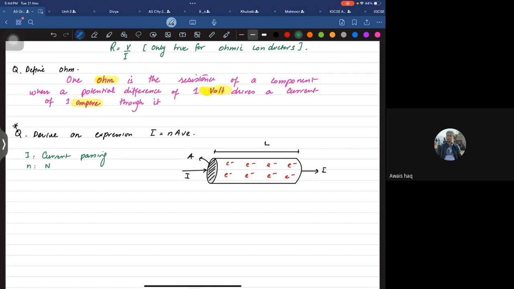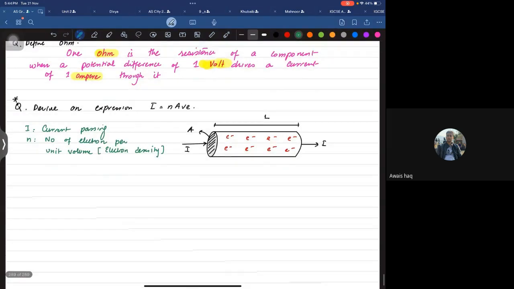N is the number of electrons per unit volume. This N, in short form, is also called electron density. I'll explain what it means. Remember, electron density is a unique value to each material. So copper will have a different density, iron will have a different one, aluminum will have a different one, and so on.